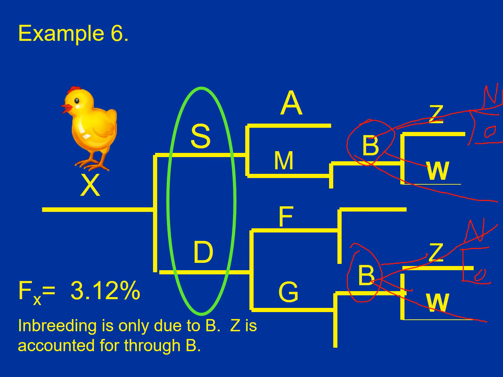Now, as far as relationship, we've accounted for it when we did B. If we count all these other ancestors, we're going to be counting forever, and the inbreeding is going to get up to over 100%, which, no, we don't do that. Once we've accounted for B, we've accounted for B's full pedigree here. So don't overcount. You stop at this individual right here. Anyway, inbreeding is 3.12%, not all that high for this particular chicken.